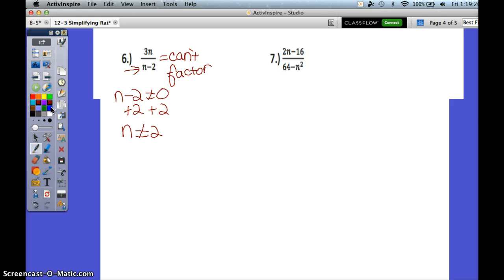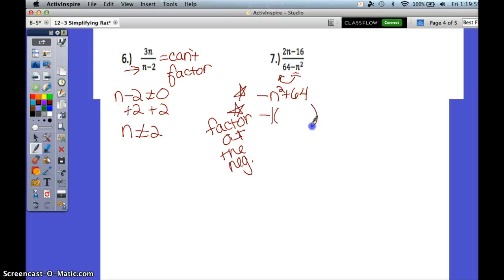Number 7. First, let's check for excluded values. See how my n squared comes second? I want it to come first. So anytime that your n squared comes second, let's go ahead and put it out front. So we would have negative n squared plus 64. But remember, factor out the negative. When you do that, you get negative 1 times n squared minus 64.